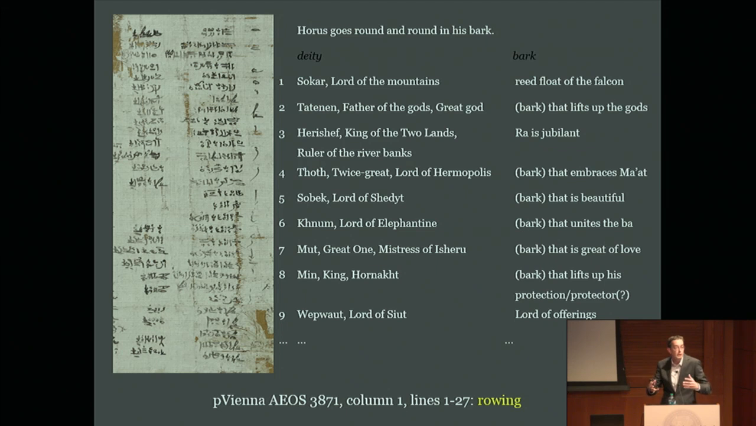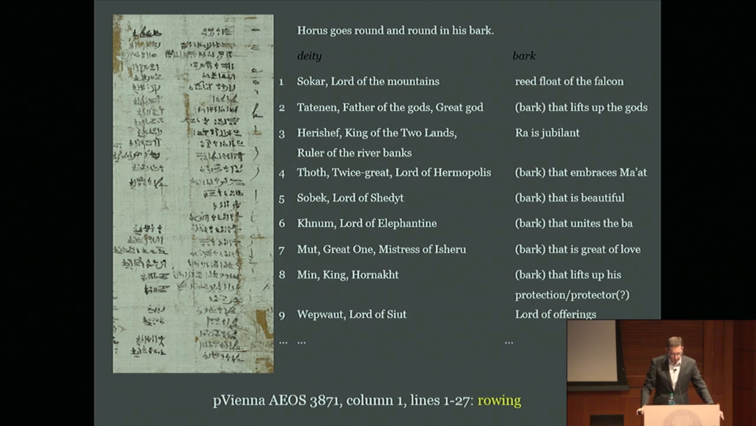I mean, it's not as if we really know anything about these bark names, but there we go. Tatenan, a god from Memphis, a greater god, father of the gods, great god. He has apparently a bark that is called bark that lifts up the gods. Herishef, his bark is named Re is jubilant, etc., etc.